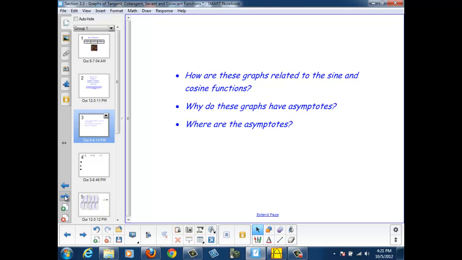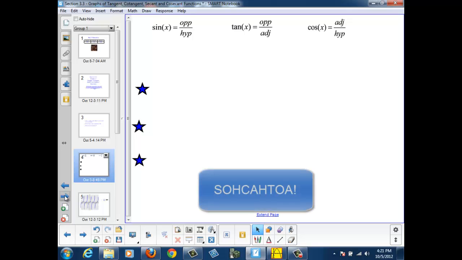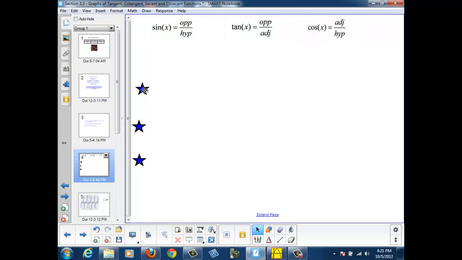Let's start with the graph of the tangent of x. By our magic word SOHCAHTOA, we have these three relationships where the sine of x is the opposite over the hypotenuse, the tangent of x is the opposite over adjacent, and the cosine of x is the adjacent over the hypotenuse. If I make a ratio of the sine of x over the cosine of x, we see that that becomes the opposite over the hypotenuse divided by the adjacent over the hypotenuse.